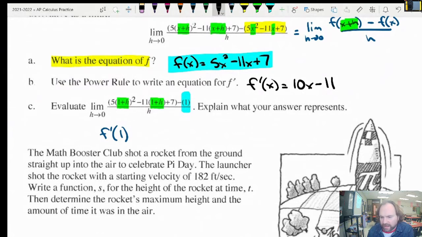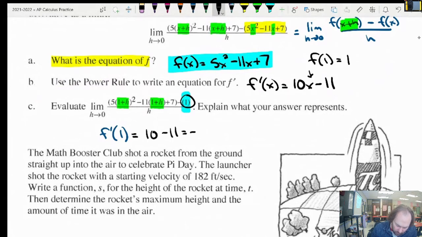And that would be 5 minus 11, which is negative 6. Negative 6 plus 7 is 1. So since f of 1 equals 1, that's how I know what's going on right there. So this is asking for f prime of 1. Now we've actually plugged a number in for x, which is way easier to do by just plugging it into our derivative. That's 10 minus 11, which is negative 1.